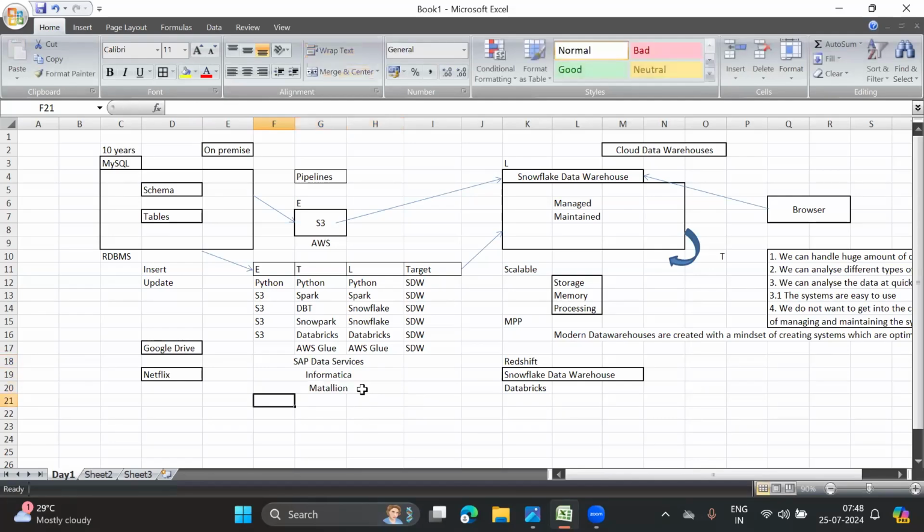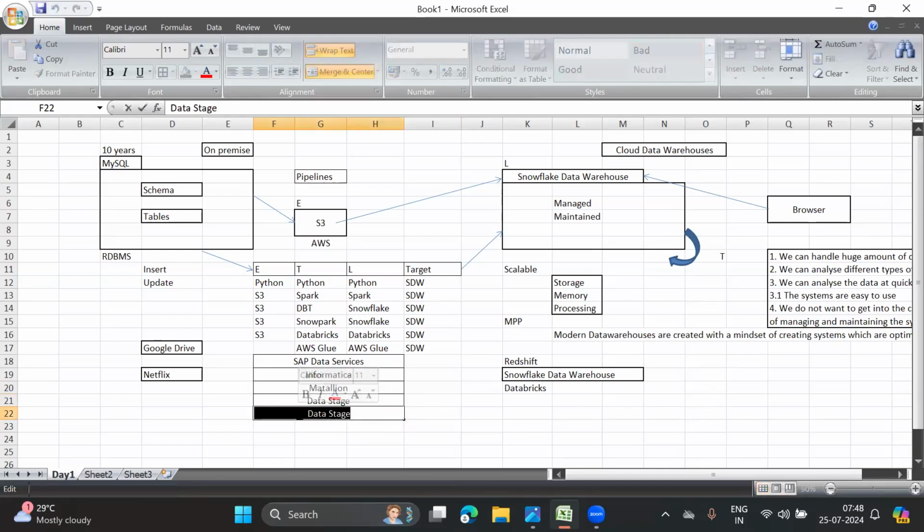Can someone tell me any other ETL tool someone is working on right now? DataStage, yeah, DataStage is also there, very popular. Anything else? Azure Data Factory, ADF is also there. Very nice. So we can also use ADF to move to the Snowflake data warehouse.